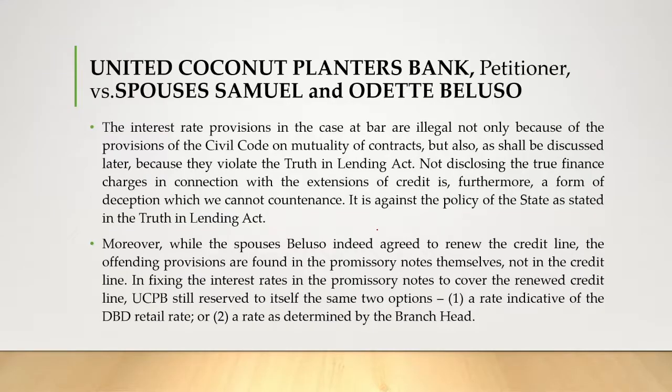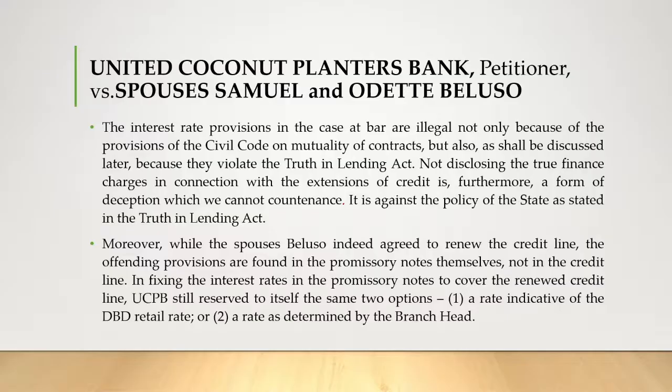Under such provision, petitioner UCPB has two choices on what interest rates shall be. So number one, it could be the rate indicative of the DBD retail rate. Second, a rate as determined by the branch head. So as UCPB is given this choice, the rate should be categorically determinable in both choices. So if either of these two choices presents an opportunity for UCPB to fix the rate at will, the bank can easily choose such an option, thus making the entire interest rate provision violative of the principle of mutuality of contracts.